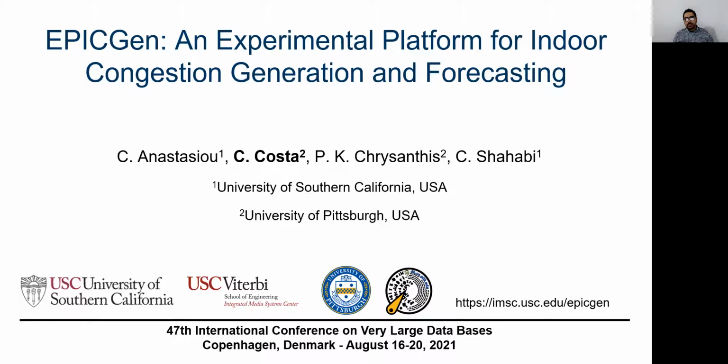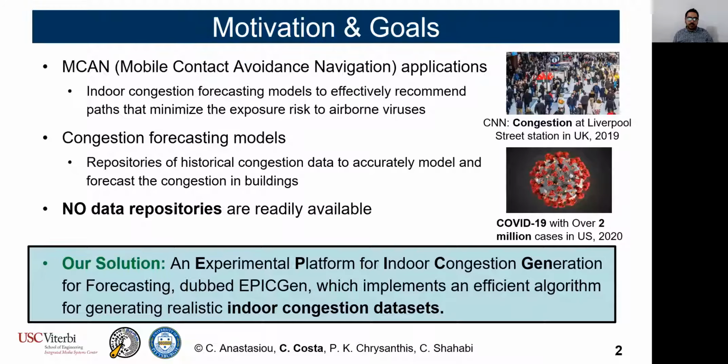I'm very excited today to present EPICGen, an experimental platform for indoor congestion generation and forecasting. The motivation behind this work is to assist with the fight against the novel coronavirus, actually to support mobile contact avoidance navigation applications that rely on indoor congestion forecasting models to effectively recommend paths that minimize the exposure risk to this kind of viruses. Of course, congestion forecasting models need large repositories of historical congestion data in order to train the model and accurately predict the congestion inside the buildings.